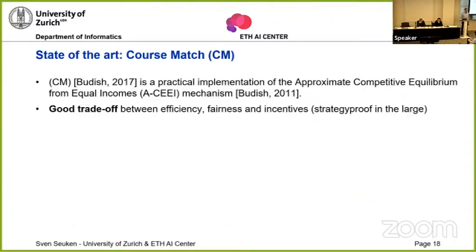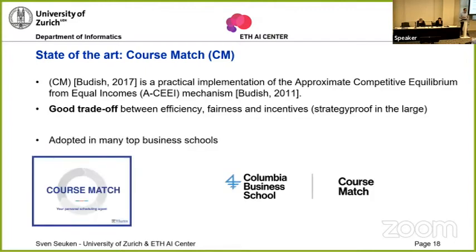So the state of the art is the course match mechanism designed by Eric. It's a practical implementation of his approximate competitive equilibrium from equal incomes mechanism that he put forward in his 2011 paper. And the course match mechanism makes a good trade-off between efficiency, fairness, and incentives, compromising a little bit on all three dimensions, but achieving a good trade-off that works in practice. And this mechanism, course match, has been adopted in many top business schools, including at Wharton and at Columbia.